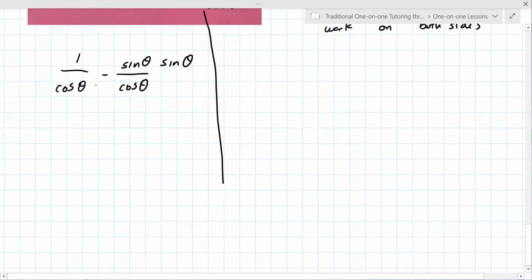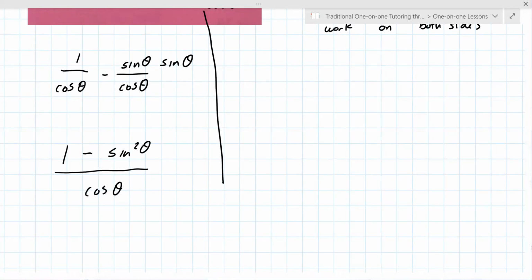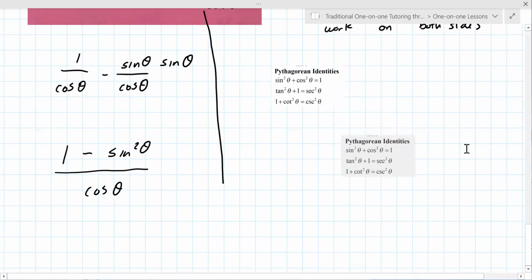So notice the bottoms are the same. So you can write this as 1 minus sine theta times sine theta, which is sine squared theta, in the numerator. And again, if you go to that reference sheet I showed you, and I'm going to snip it in here, you have Pythagorean identities like this. When you see a squared, you should say, oh, maybe it's one of those. So it's actually this first one here.